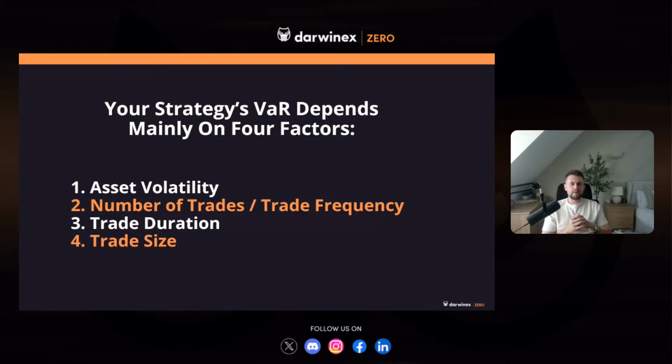The fourth one, however, which sits outside of your strategy, is your position sizing. You can very easily change your position sizing without having to mold your strategy around Darwinex. So if you realize that your value at risk is too high, the lowest hanging fruit to change that is to reduce your position sizing.